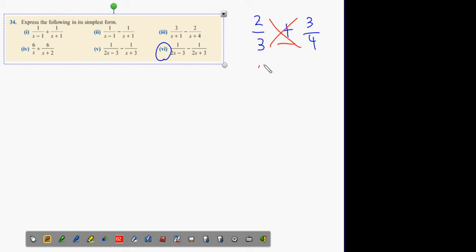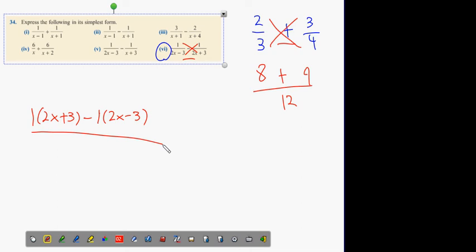4 gets multiplied by 2 becomes 8. 3 multiplied by 3, 9. All divided by 3 multiplied by 4, 12. Do you see that pattern? 4 goes to the 2, 3 goes to 3, then 3 multiplies by 4. We're going to do the same pattern here. What happens when we multiply this one up here, this one up here, and down there? We're going to get 1 multiplied by 2x plus 3. We're going to have a minus 1 multiplied by 2x minus 3. And then that's all going to be over 2x plus 3 and 2x minus 3. Is that correct?